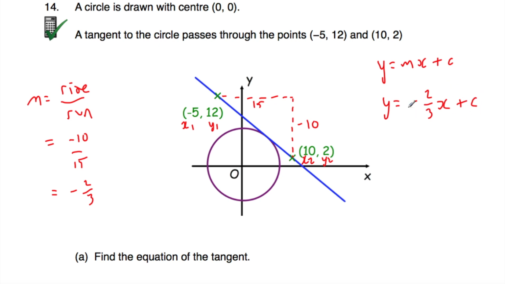So to find the value for c, we're going to choose a point that's on the line, either this one or this one, and substitute in the x coordinate and the y coordinate. I'm going to choose this one. I'm going to let the x coordinate be 10 and the y coordinate be 2.